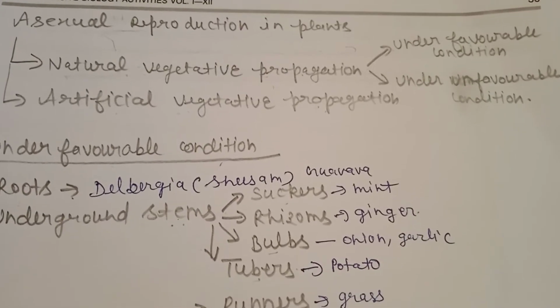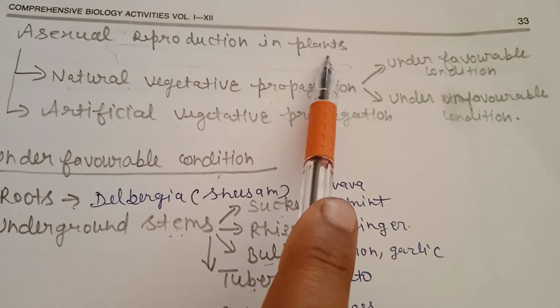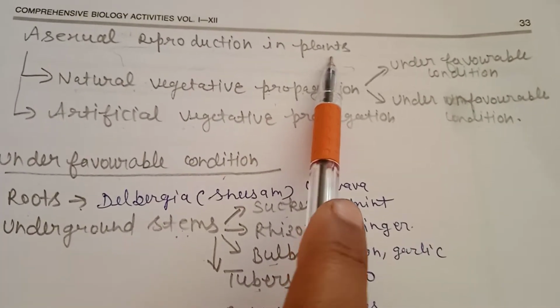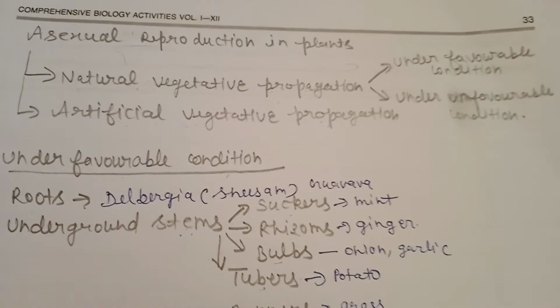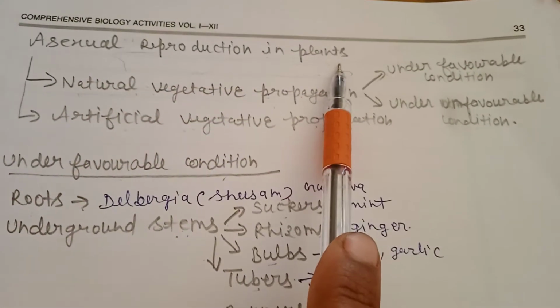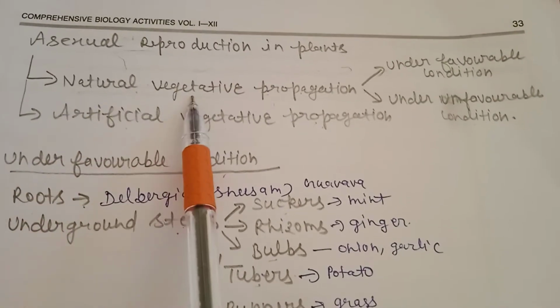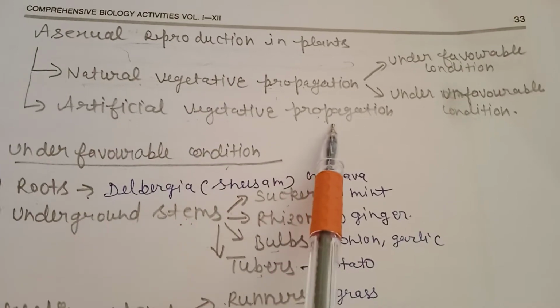So students, now we are going to understand asexual reproduction in plants. Okay, beta, I have already told you this topic in earlier classes, but today I am going to start again. So first is asexual reproduction in plants. There are two types of reproduction. The first one is natural vegetative propagation, and the second one is artificial vegetative propagation.